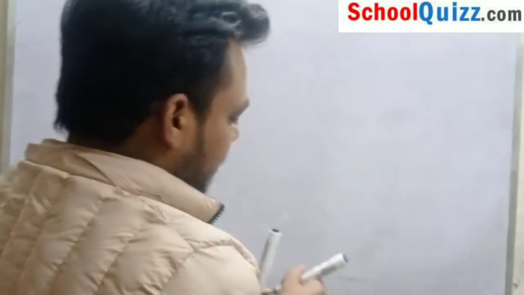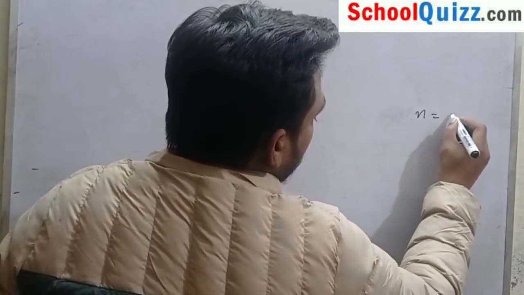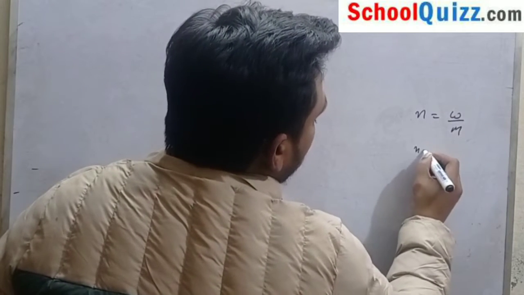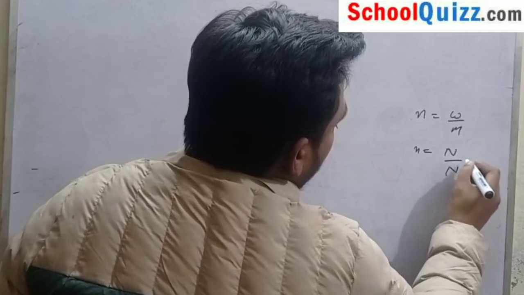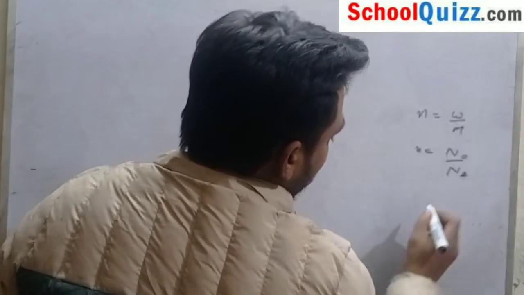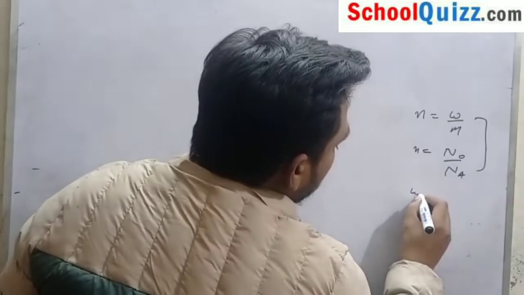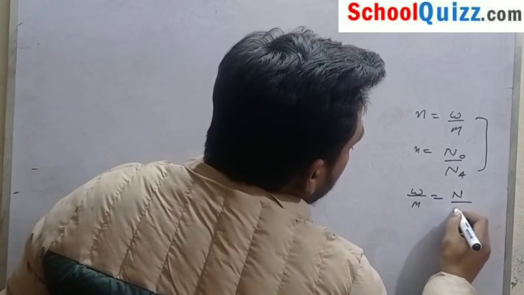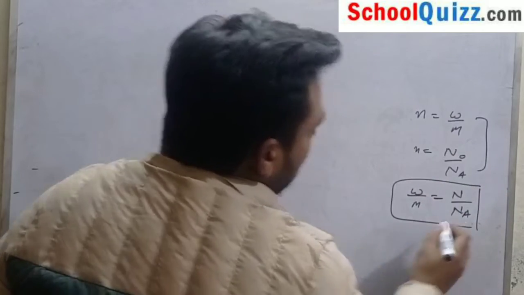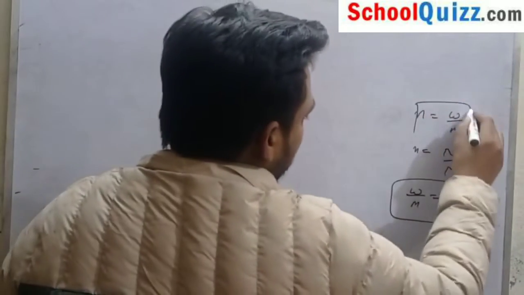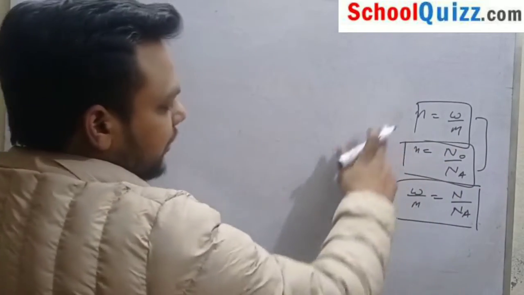So today's topic which we are going to discuss is numericals based on mole concept. In our previous video I taught you about the formulas which we are going to use in these numericals. First of all we will discuss our three formulas. First one is n equal to w upon m, and second is n equal to n naught upon Na. And third one, by equating these two, is w upon m equal to n naught upon Na. We are going to discuss our numericals on the basis of these three formulas.